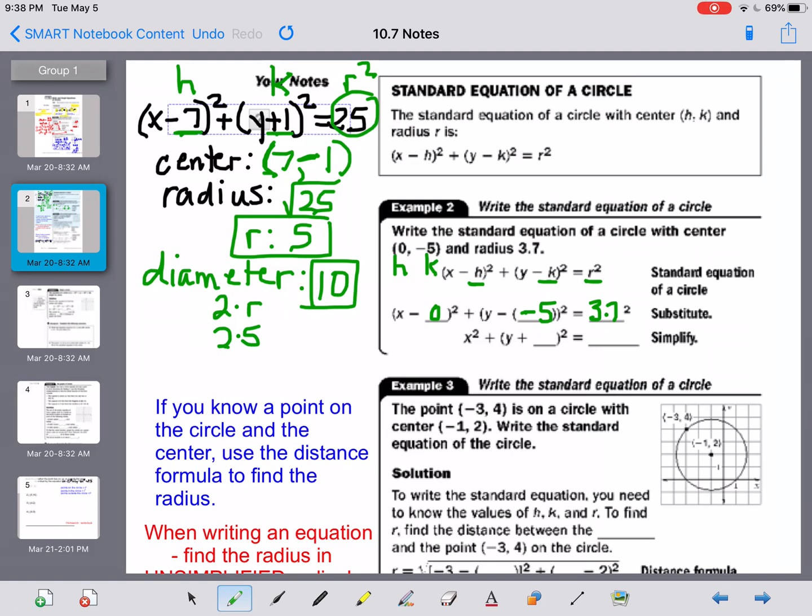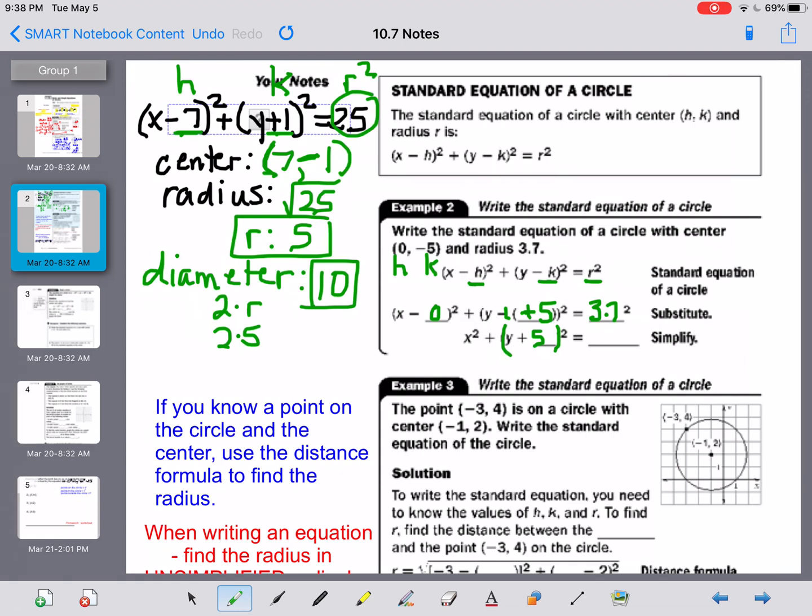Y minus negative 5, a minus a negative becomes a plus. I get y plus 5. Notice I leave my parentheses, and I keep a square out there. I don't have to FOIL that out. You don't have to do anything. It looks like the standard equation, so leave it in that parenthesis just like it is.